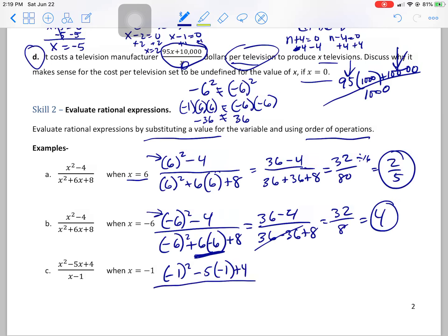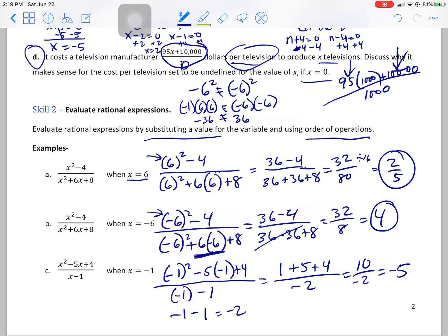Okay, step 1, make sure you write it correctly. Substituting correctly is very important. All right, -1 times -1 is a positive 1. -5 times a -1 is a positive 5 plus 4. -1 minus 1, that's a -2. On top, that adds up to a 10. Negative 10 divided by a -2. That's a good answer.